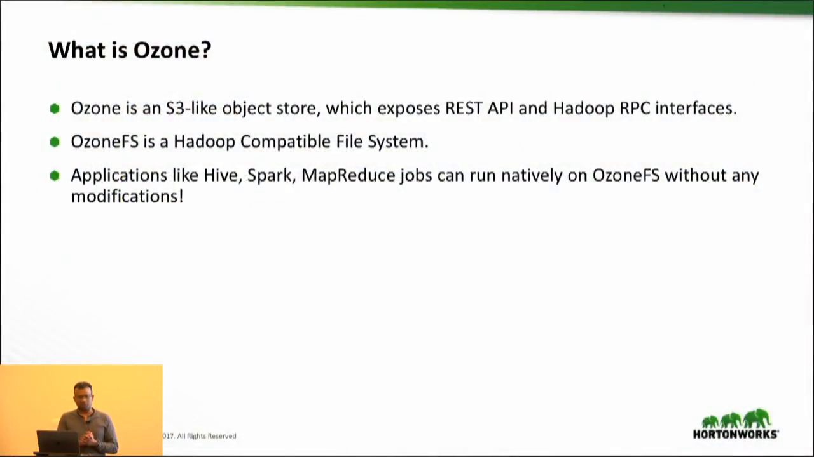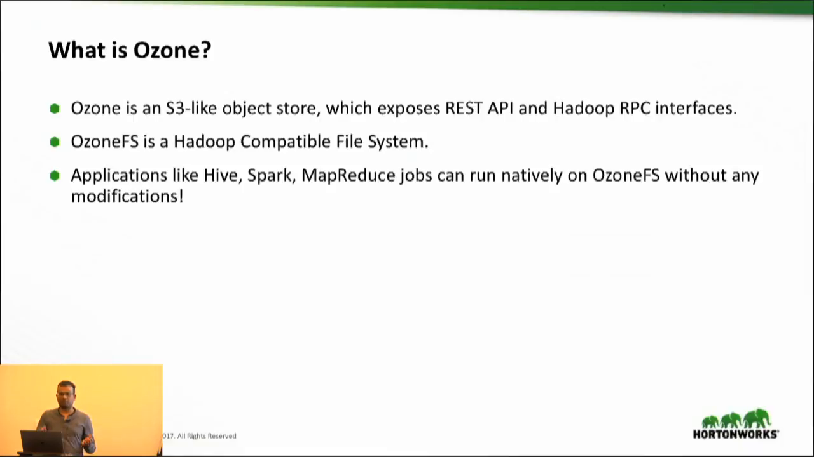So what is Ozone? Ozone is an S3-like object store. It is part of the Apache Hadoop code base, but it will ship as a separate module that you would install. Yeah, so the question was, is Ozone going to be a part of Apache Hadoop 3.1? And the answer is no, it's not a part of Apache Hadoop 3.1. We will ship it as a separate module.